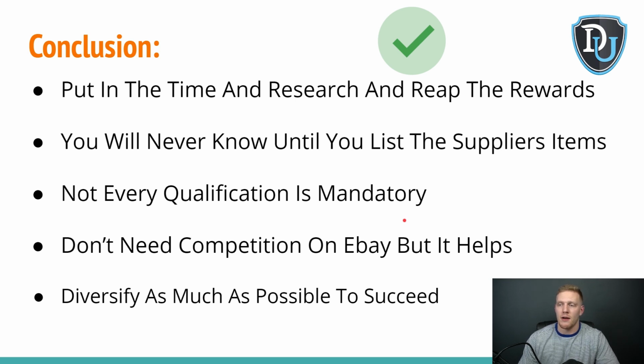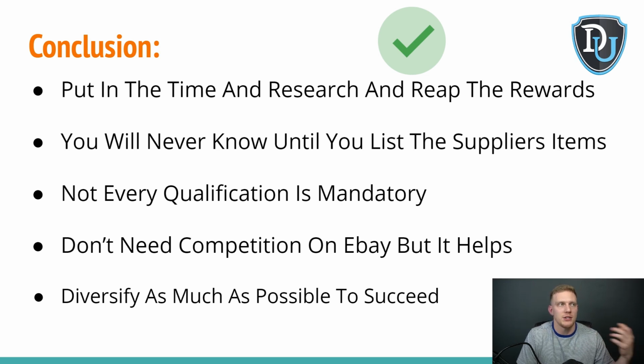So not every qualification is mandatory, like I stated earlier in the video. You don't really need to hit every single one of these qualifications. It's just a way to look at a supplier and know right off the bat whether it's a good one or a bad one. It doesn't need competition on eBay, but it helps. If there's other people selling it, you can find their private label brands. You find other people selling it, that's easy. You've got a good supplier right there. You're good to go. But if not, there's other ways to get creative.